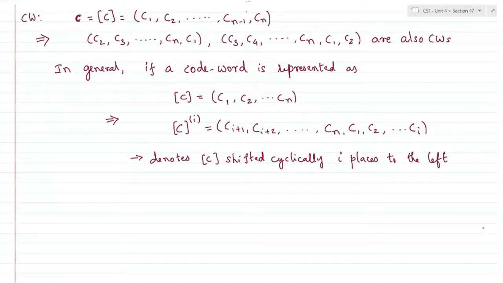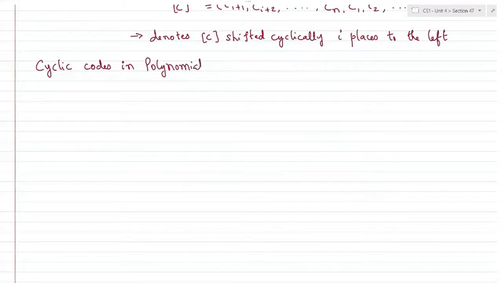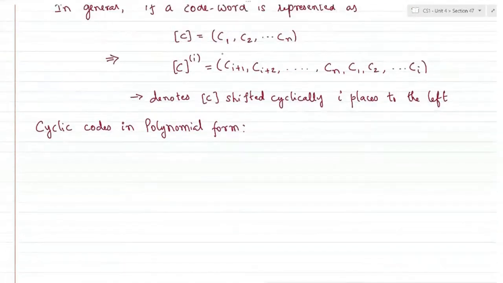Then cyclic codes can be described in a neat polynomial form. The cyclic codes in polynomial form, this actually makes their structure mathematically simpler because of this nature. So this property of cyclic codes is extremely useful in the analysis and implementation of these codes.